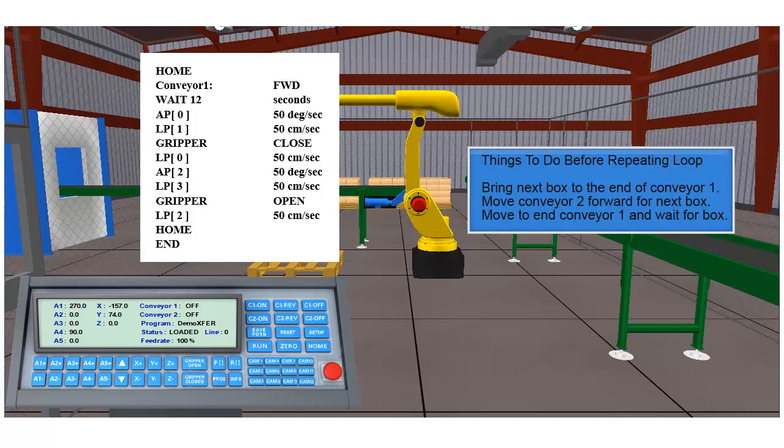In our original program, we're having to wait 12 seconds for a box to reach the end of the conveyor. To shorten this waiting period, we will start a new box towards the end of the conveyor as soon as the current box has been picked up.